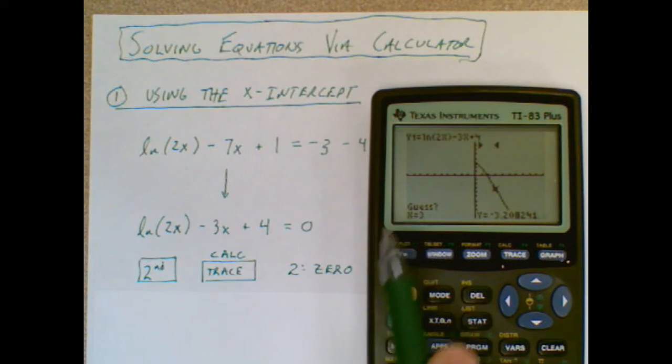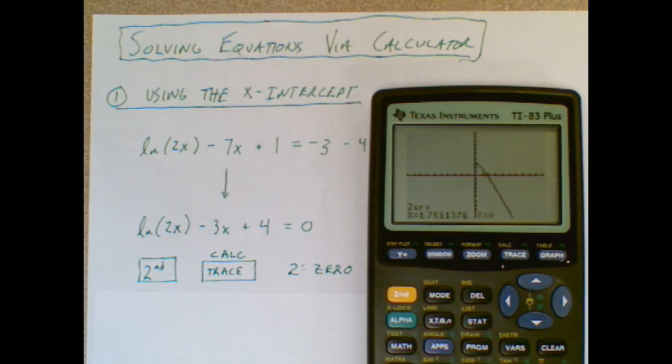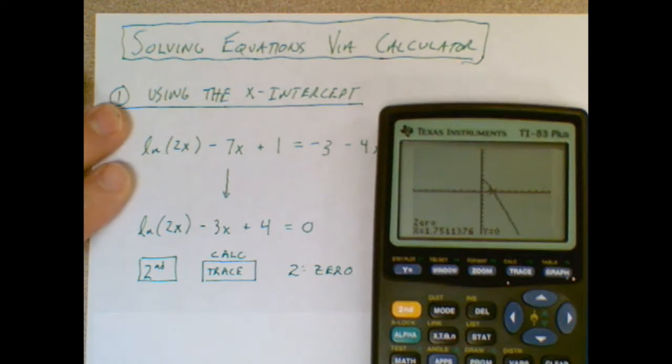And now the calculator says, hey, do you want me to take a guess? Well, sure, why not? And now I'm going to get my answer. The answer is x equals 1.751.